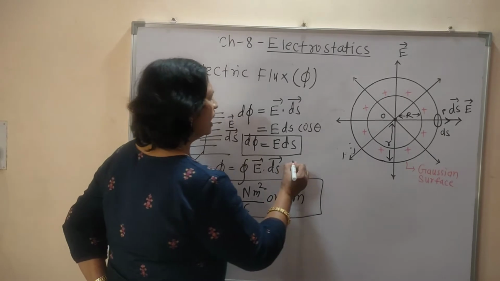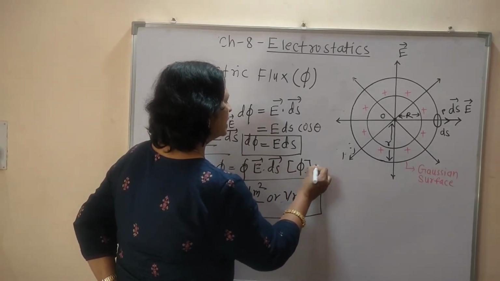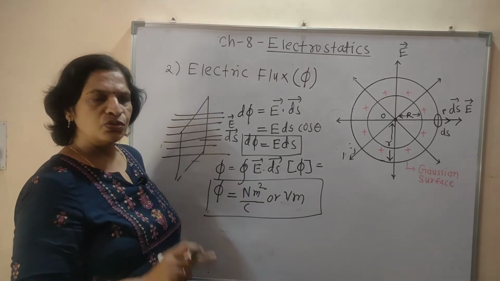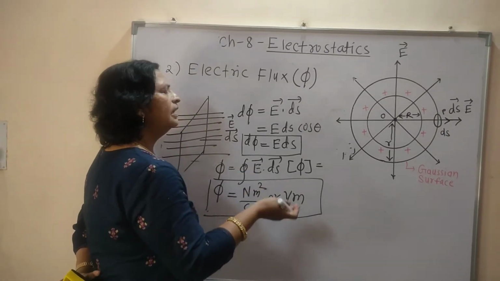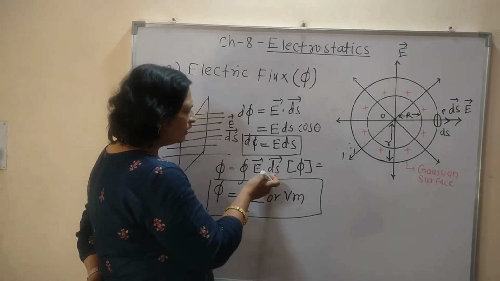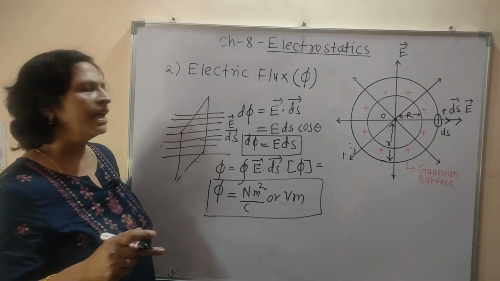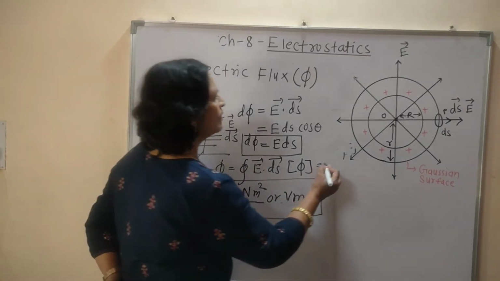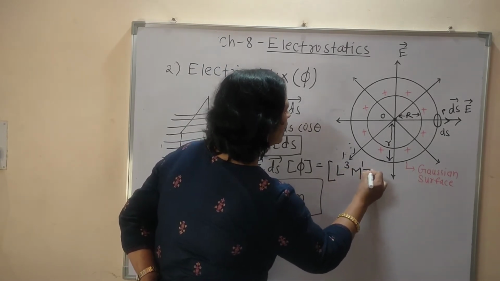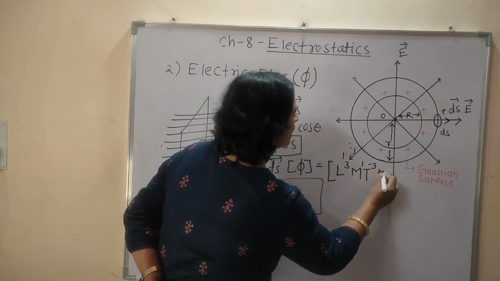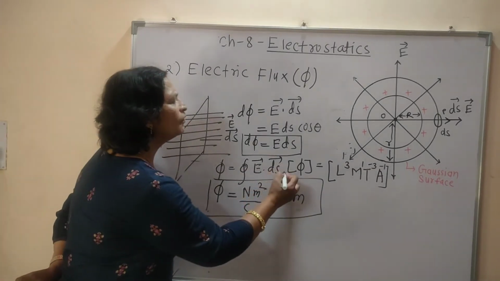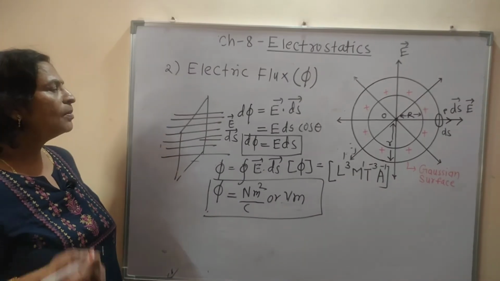Also, we can calculate the dimension of flux, which is the dimension of intensity times the dimension of area: L to the 1, M to the 1, T to the minus 3 and A to the minus 1. And since dS has dimension L squared, the total dimension becomes L cubed, M to the 1, T to the minus 3 and ampere to the minus 1. These are the dimensions of electric flux. Okay. This is about the flux.